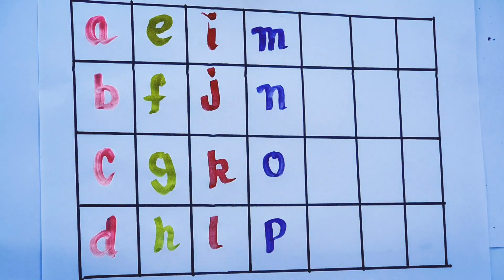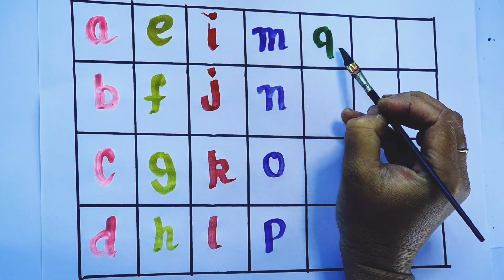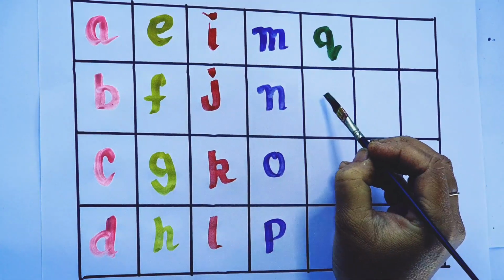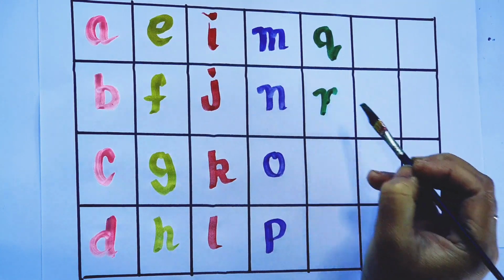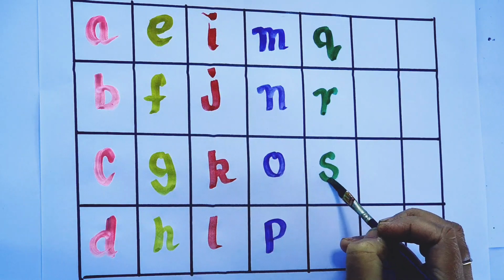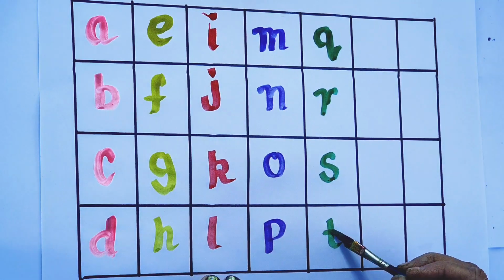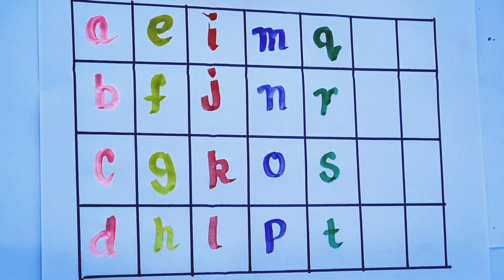Green color. Q for queen. R for ring. S for sister. T for tomato.